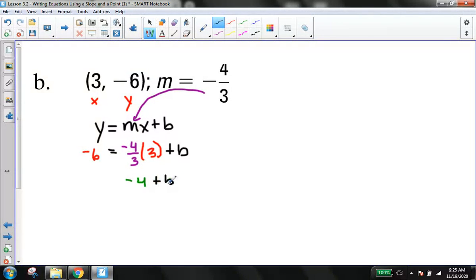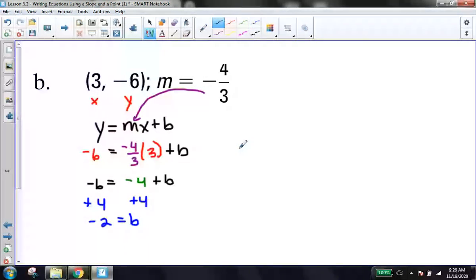And I'm going to rewrite the rest. Plus b equals -6. Okay, I'm going to get rid of that -4 by adding 4 to both sides. So when I add 4 to both sides, -6 plus 4, that's going to give me -2, and that's going to give me my y-intercept.